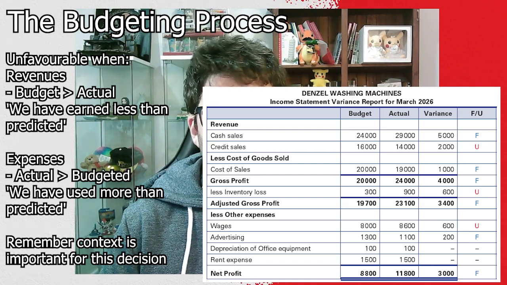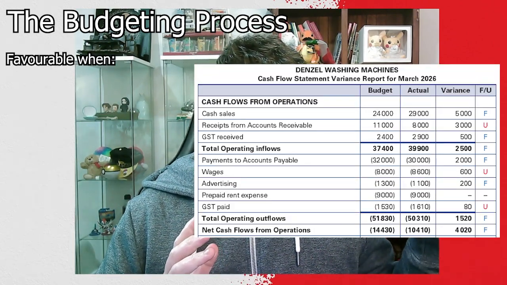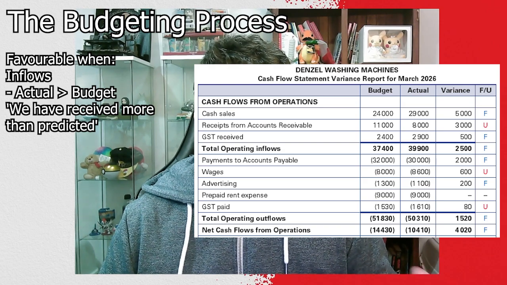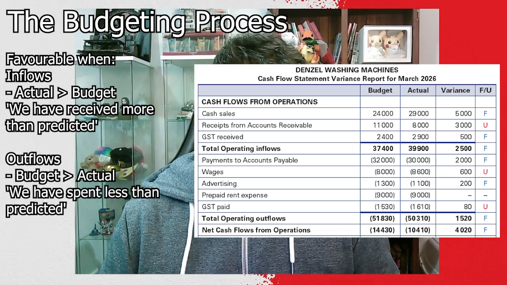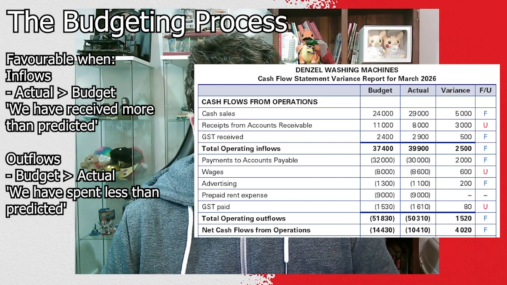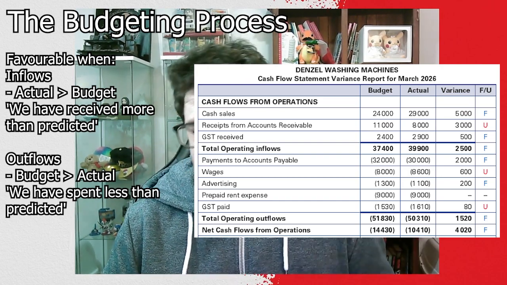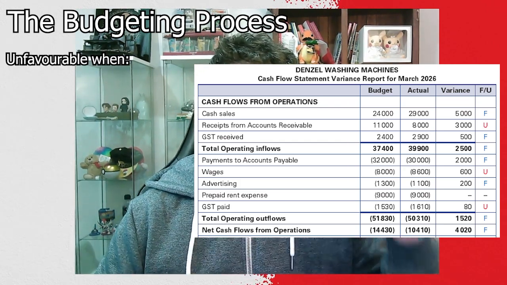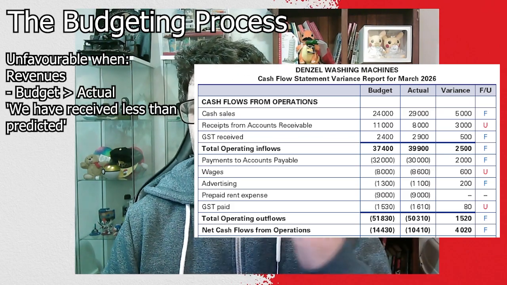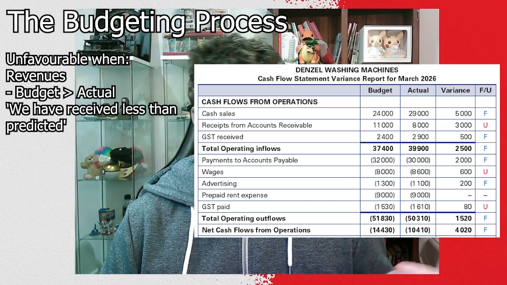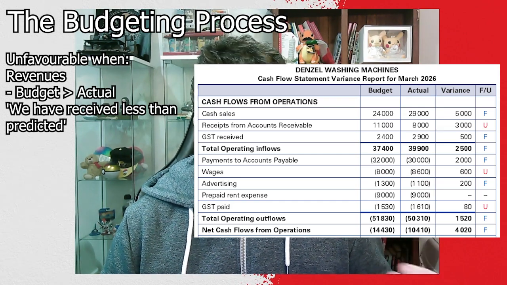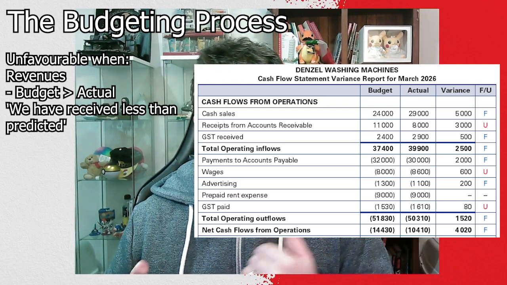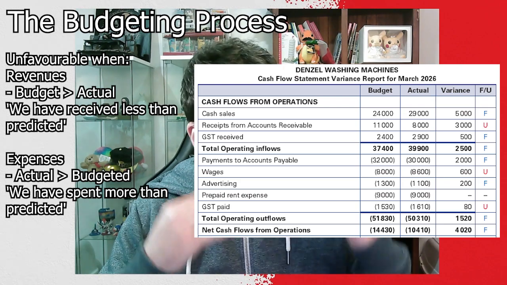Now for the cash flow statement, a favorable view is for our inflows, the actual is higher than budgeted, while for the outflows, the budget is higher than actual. So it's just we received more than we expected, or we spent less than expected for outflows. And then unfavorable for our cash flow statement, if the inflows budgeted, what we expected to receive, is higher than what we actually received, that's unfavorable, that's a bad result. Likewise for the outflows, if we spent more, or the actual is higher than the budget of what we planned to spend. So that's how the reports look.